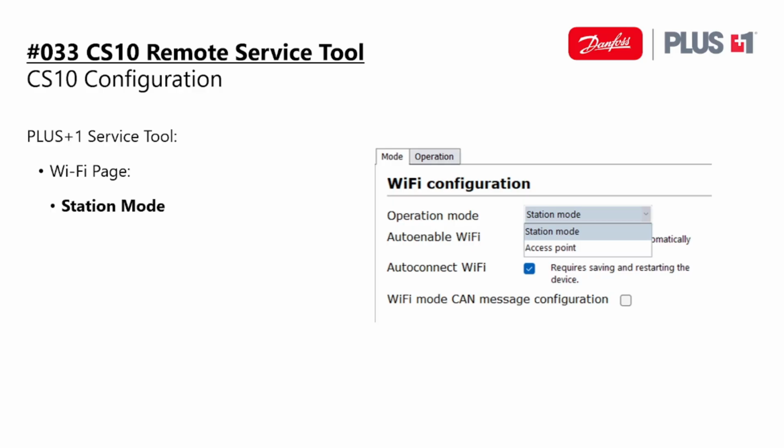Once you're in the Wi-Fi tab, you need to set your CS10 into station mode. The CS10 has two modes, access point and station mode. In access point mode, the CS10 provides a Wi-Fi network that you can use to connect, for example, your smartphone or laptop. Station mode works in the opposite way. It instructs the CS10 to search for other Wi-Fi networks. That's exactly what we need to do here to connect the CS10 to a smartphone and establish an internet connection.